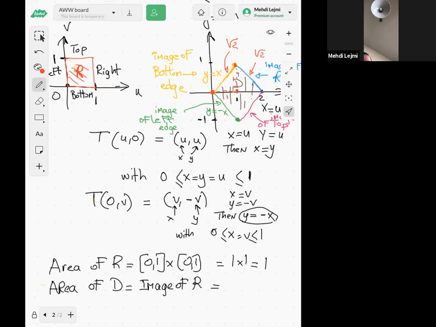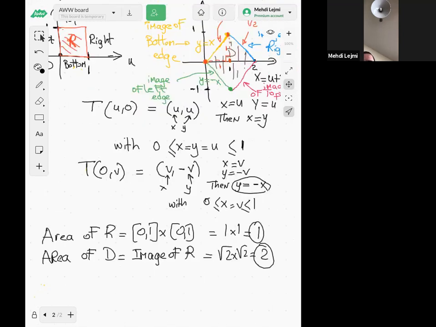Anyway, all I'm saying, guys, is that if you want to compute the area of the image, that will be square root of 2 times square root of 2, which is 2. So you see there's a change in the area of our square. It went from 1 to 2, right? In the next theorem, I will explain the relation between the area of the two regions.